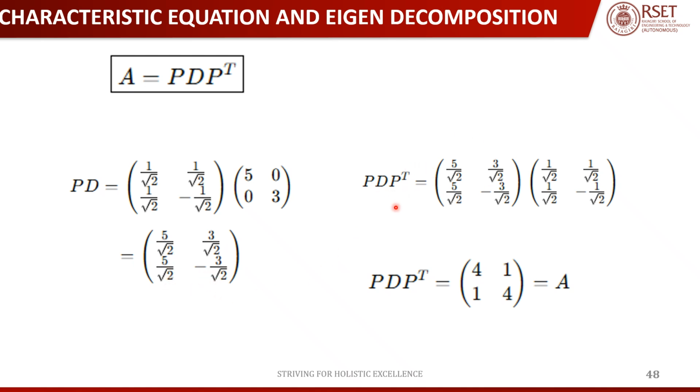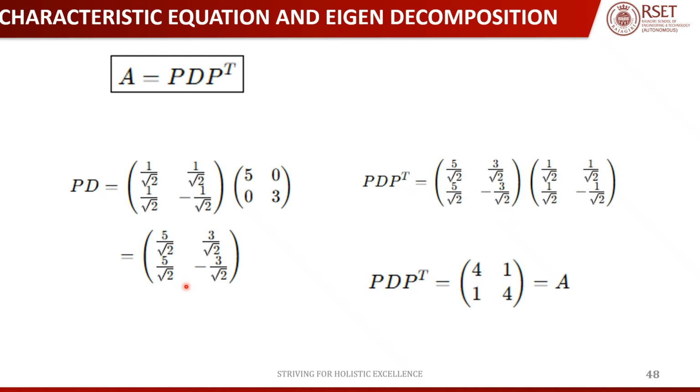Now we do P D P transpose. We'll just multiply by P transpose here. So we'll get the matrix 4 1 1 4, which is equal to A. So this is the case of a real symmetric matrix.